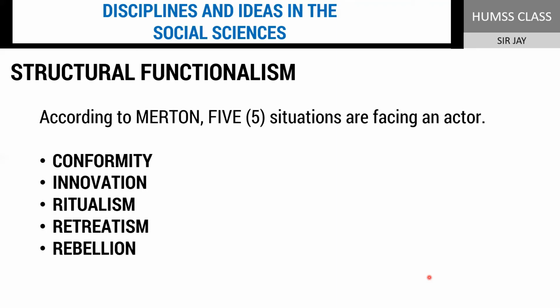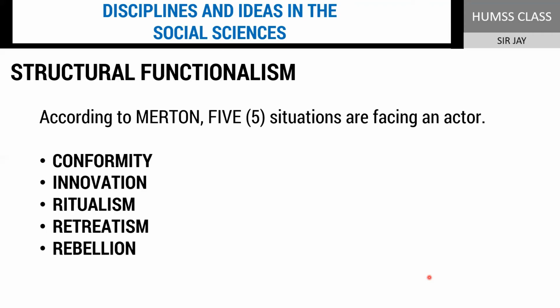Conformity occurs when an individual has the means and desire to achieve the cultural goals and is socialized into them. Innovation occurs when an individual strives to attain the accepted cultural goals but chooses to do so in a novel or unacceptable method.